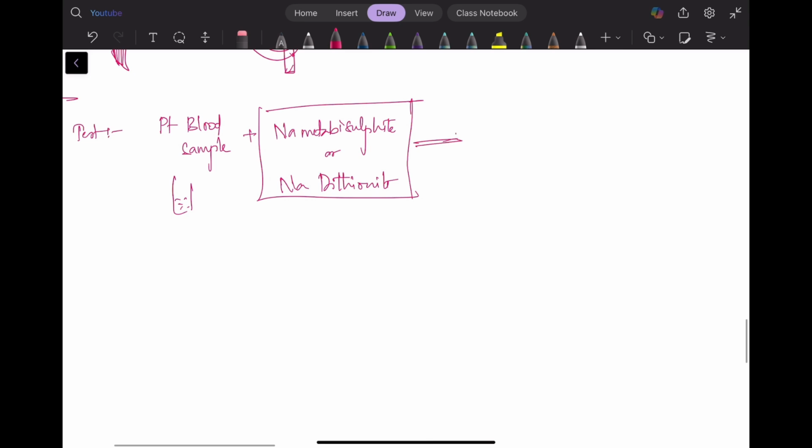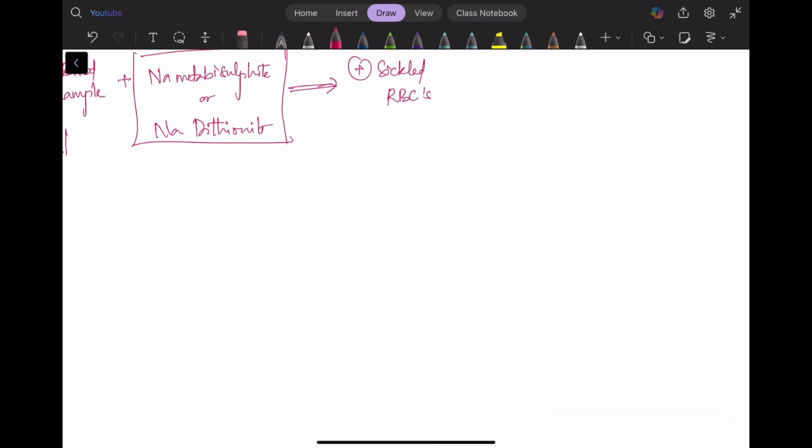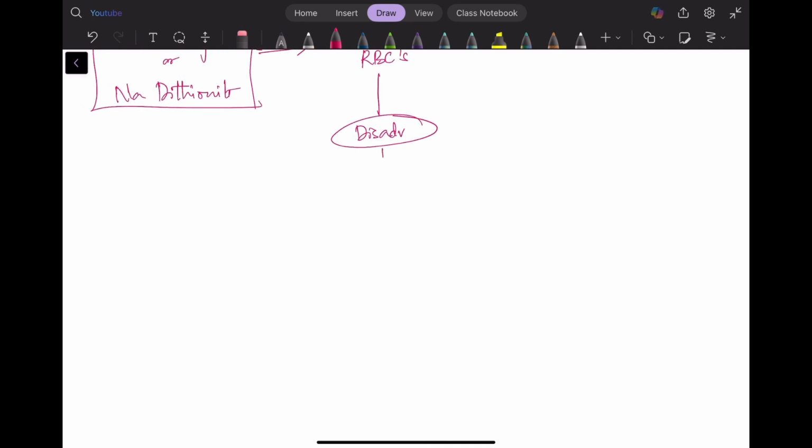What happens when you mix? You know the name, right? It's a sickling cell test. So sickled RBCs we'll see. So you found the result. So what is the advantage or disadvantage of this? Mainly we will focus on the disadvantage. No matter how good your work is, if you do one small thing wrong you will be rejected, right? So what is the disadvantage of this test?